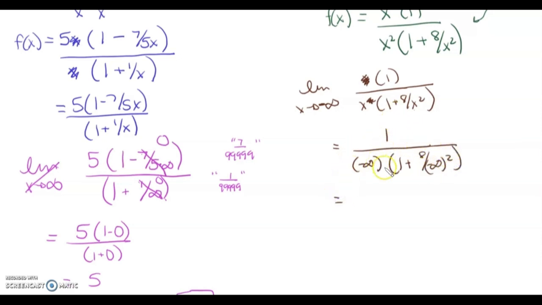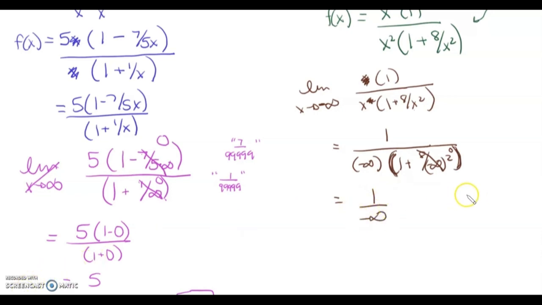Okay, what does this mean? So 8 over a really big number goes to 0. So this entire bracket's just 1, which we can essentially ignore. Like we can just cancel it out because anything times 1 is just 1. So essentially we have 1 over negative infinity.